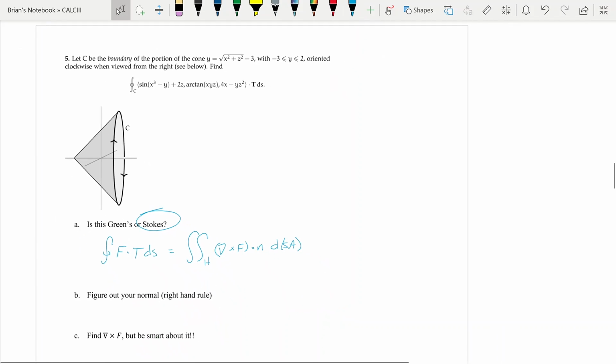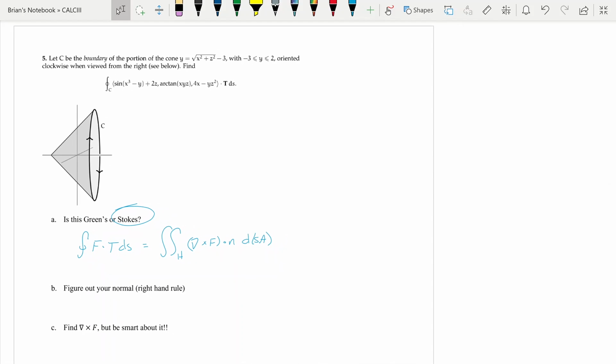So let's look at this. Figure out your normal, find your del cross F, and be smart about it. Remember that you only need the component of your del cross F that your normal is going to. Your normal is going to have two zero components. We can look at this together to figure out what our normal is. Something they've never said in the lecture, so don't quote me on this, but you can figure out the normal from the right-hand rule, and it's always worked for me.